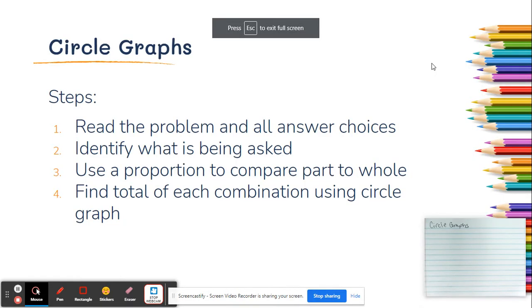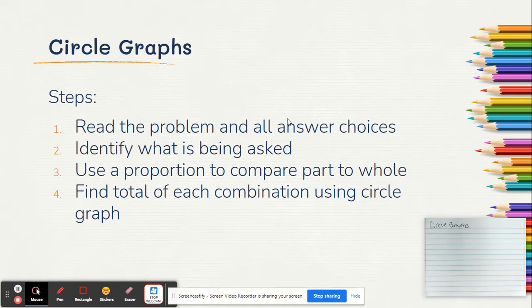Okay, guys, so today we're going to be doing circle graphs. Those are just the little pie charts. That's all that it is. The steps are pretty similar to what it was for bar graphs.